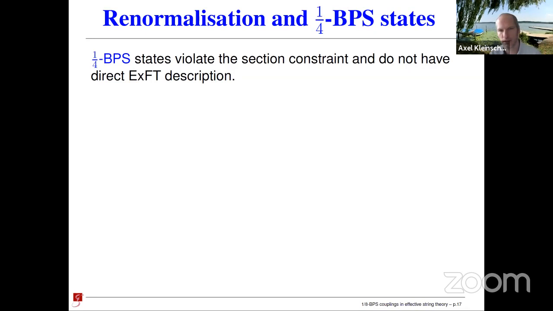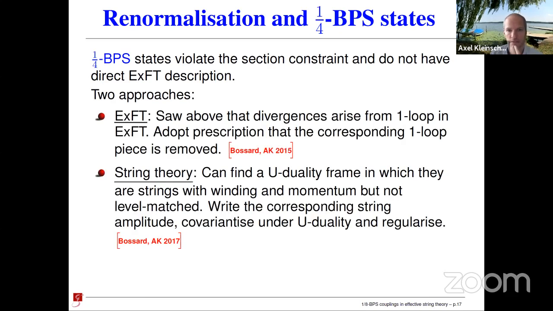Now, the quarter BPS states are somewhat problematic from this exceptional field theory point of view, because as I said, the section constraint is exactly the half BPS constraint, which means that the quarter BPS states will violate this section constraint. So it's not known how to describe these things that violate the section constraint consistently within some kind of enhanced supergravity theory. So there's no quarter BPS exceptional field theory. This is a problem from this point of view. And we have two different answers for how to deal with this problem.